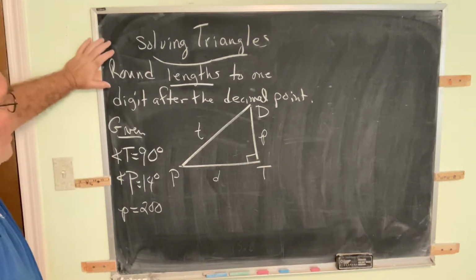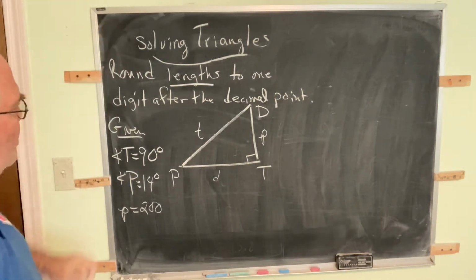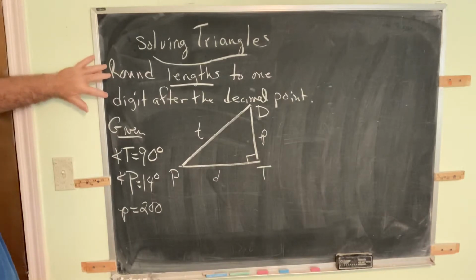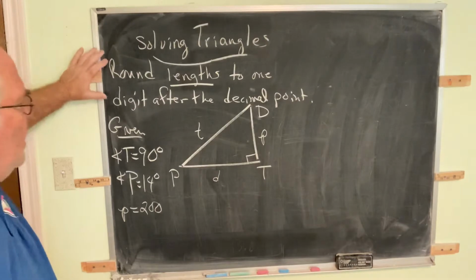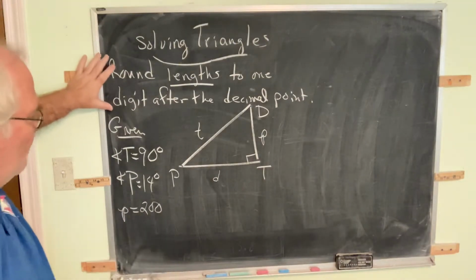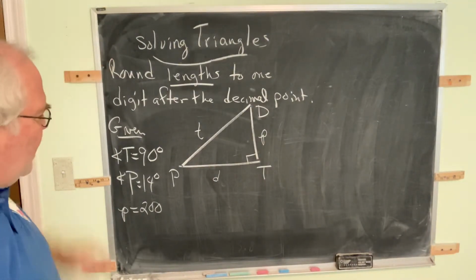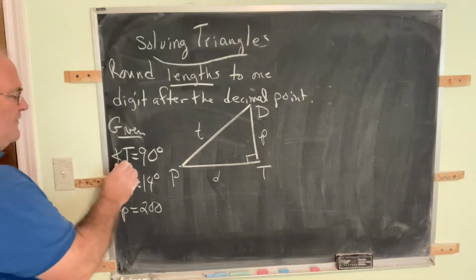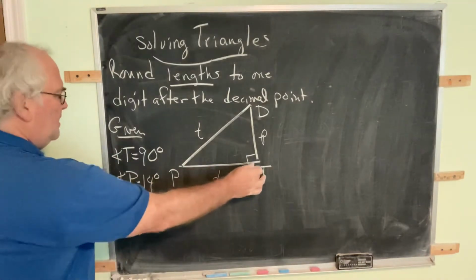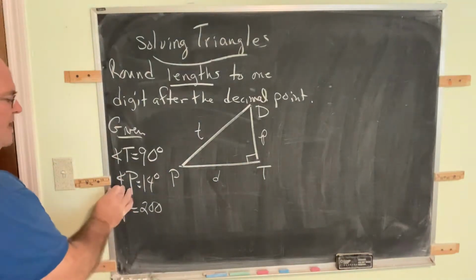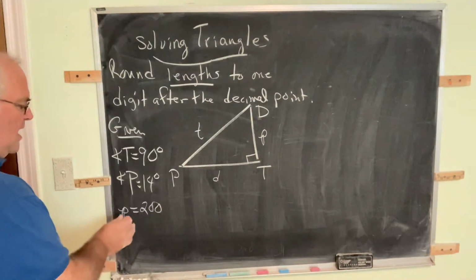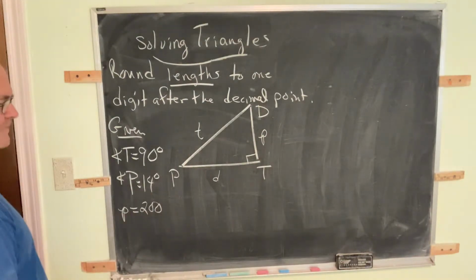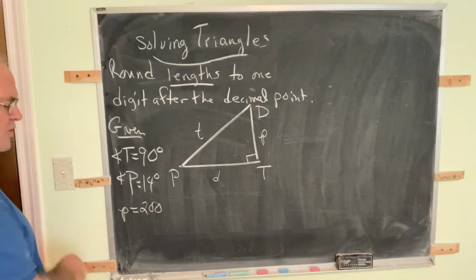Our next example, solve the triangle. We're going to round the lengths to 1 digit after the decimal. So round to 1 decimal place. And so when I say this, I mean 1 decimal place to the nearest tenth. And we're given angle T is 90, angle P is 14 degrees, and lowercase p is 200. And so we're asked to solve the triangle.